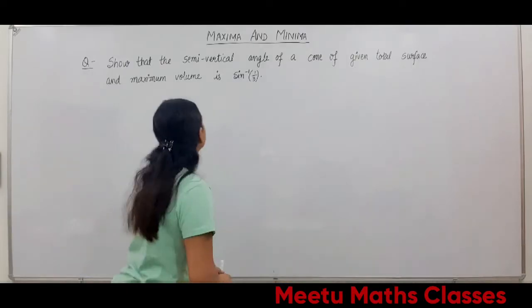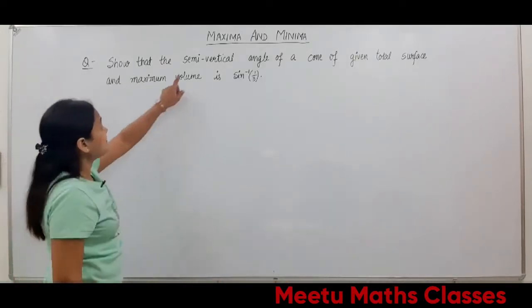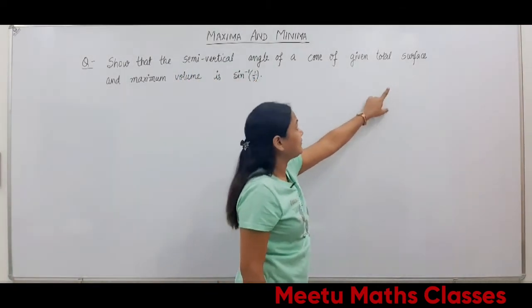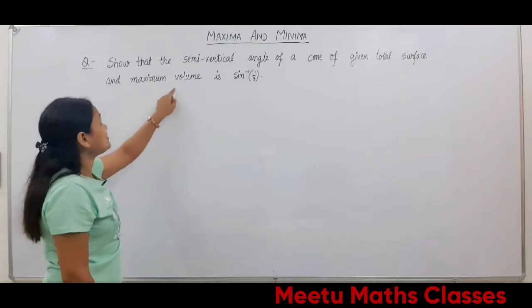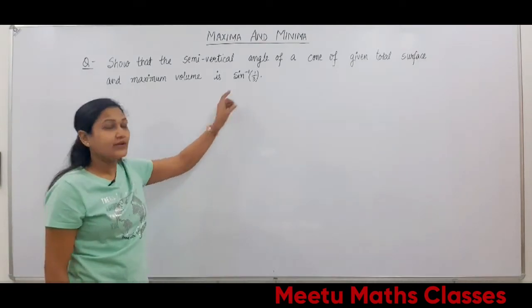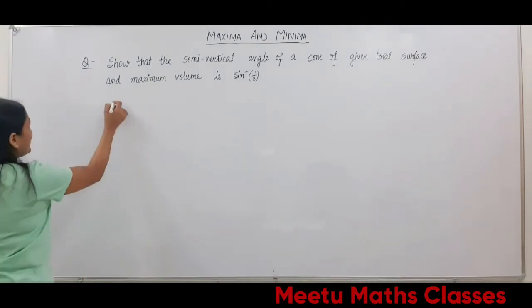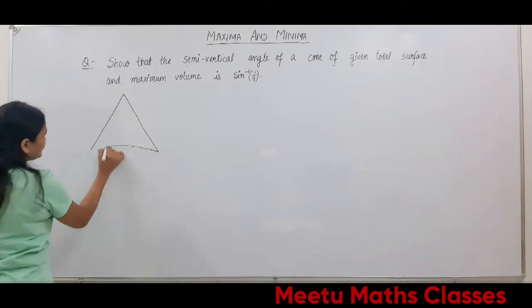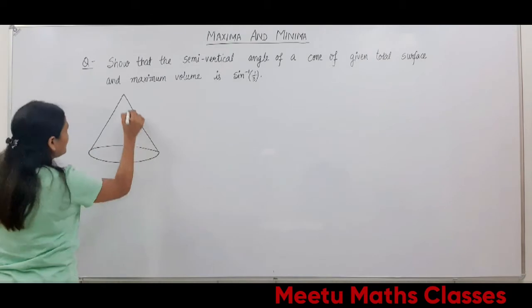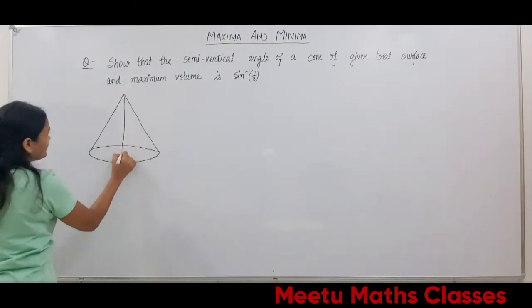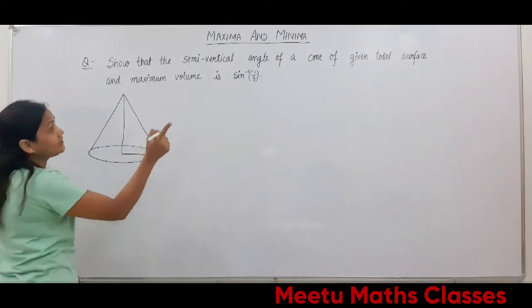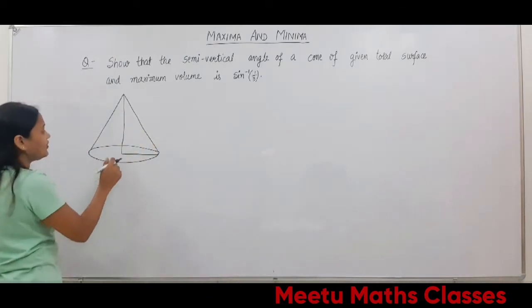Question of the day is, show that the semi-vertical angle of a cone of given total surface and maximum volume is sine inverse of 1 by 3. So you are given a cone. Let us make a cone and you are given the surface area of this cone.